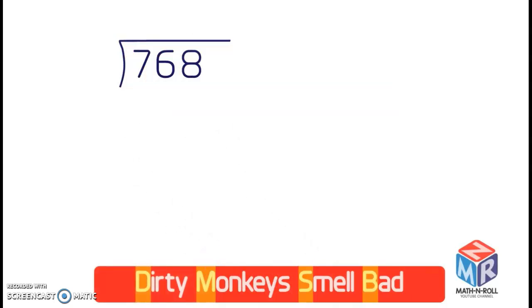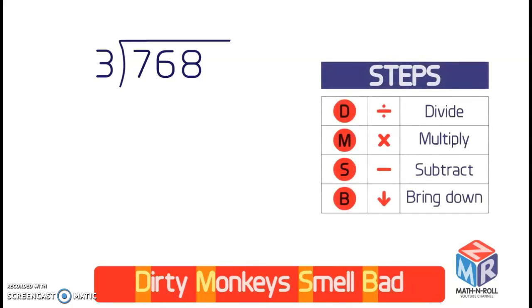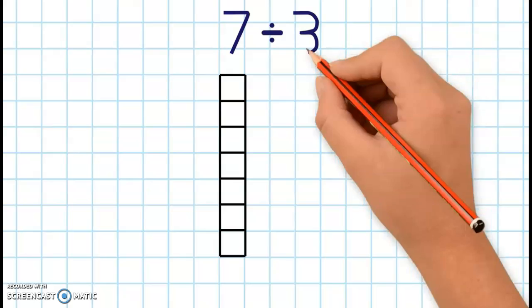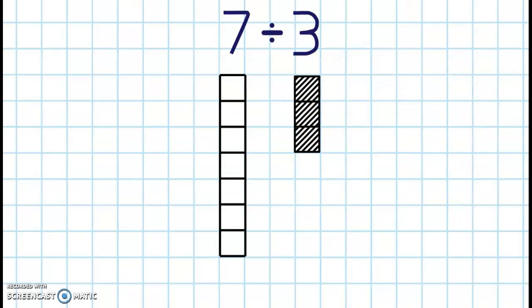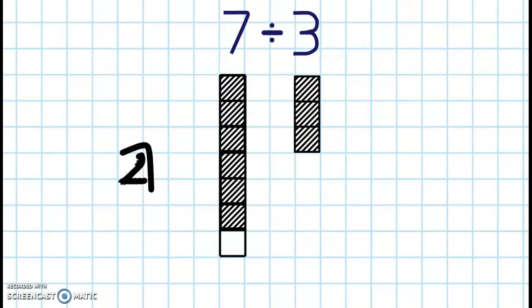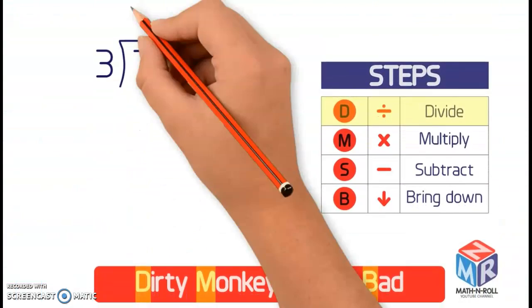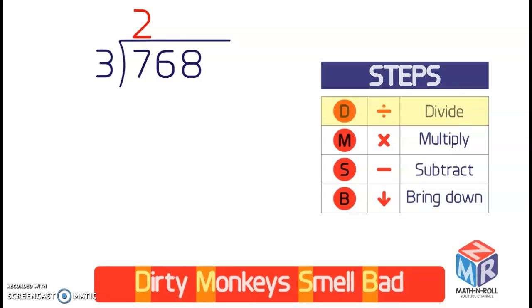Let's divide 768 by 3. To begin, ask how many times 3 goes into 7. That is, what's 7 divided by 3? The answer is 2, with a little left over. So write 2 directly above the 7.